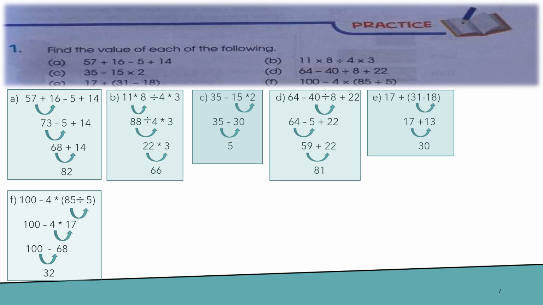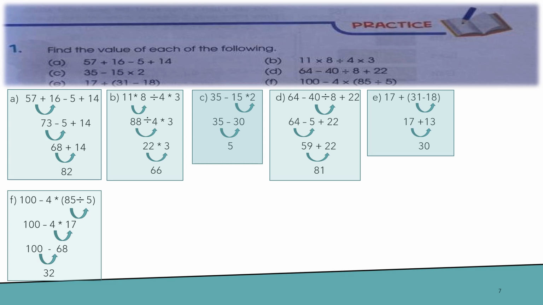This question involves only multiplication and division. So first, 11 is going to be multiplied by 8, which results in 88, and this 88 is going to be divided by 4, which results in 22, and this 22 is going to be multiplied by 3, which results in 66, and this is our final answer.